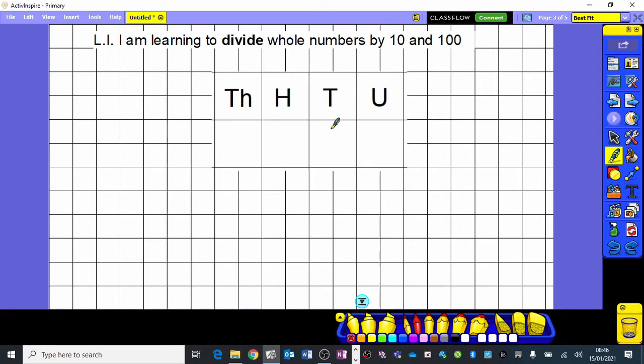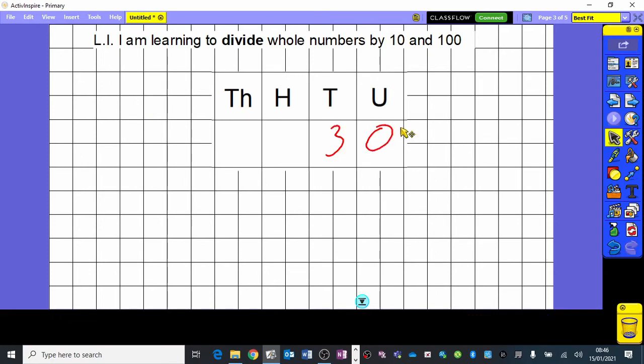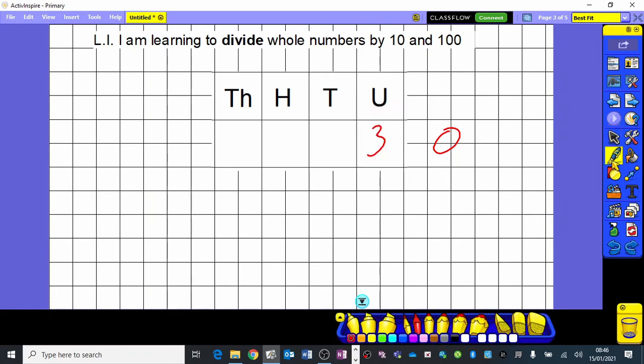So if I take, let's go for 30, multiplying it we know would make it 300. This would move up here, and that would move up there. Dividing it then, well, what's going to happen? Everything's going to move the other way. The 0 falls off the end, and the 3 moves down to the units column. So 30 divided by 10 is just 3.